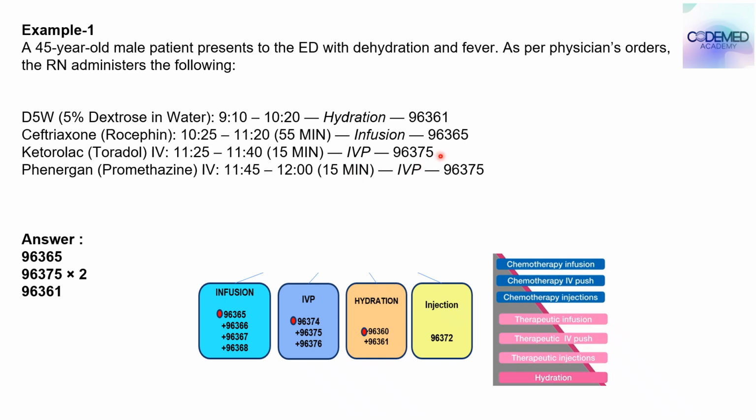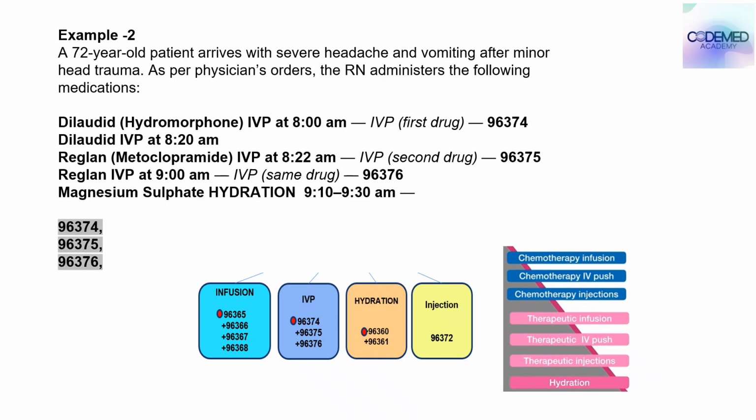Now for the second IV push, also we are going to use the same add-on code because it is a different drug, not a new dose, but a different drug. So for which also we are going to use 96375. And then comes last the hydration, for which also we are going to use the add-on code. So what will be my final answer? 96365 primary code because it is an infusion, then IV push, that is second, and I will use two add-on codes for the two different types of drugs, and then the hydration for which also I will use the add-on code. So let's take one more example.